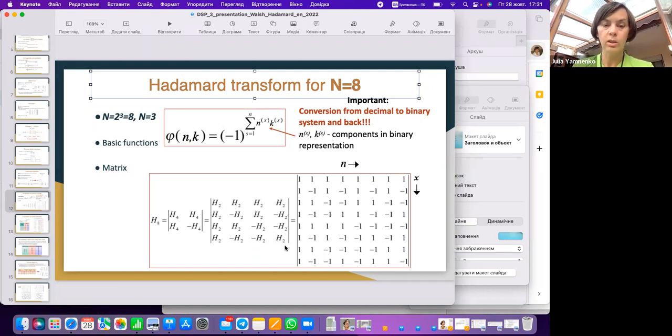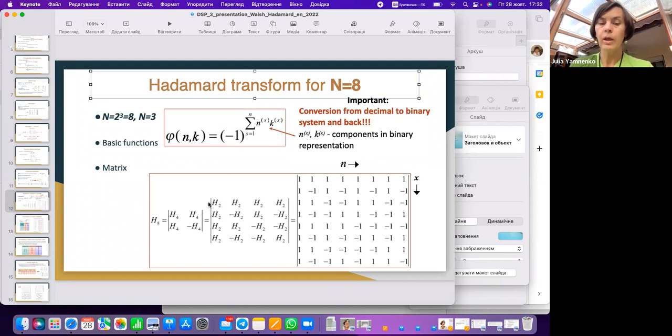But it is not a finish. We should keep opening the values in order to achieve the matrix with dimension 8 by 8, and the elements of this matrix should be only plus 1 and minus 1. We should memorize this, that for the Walsh method and the Hadamard method, we have a basic function that takes the values plus 1 and minus 1.